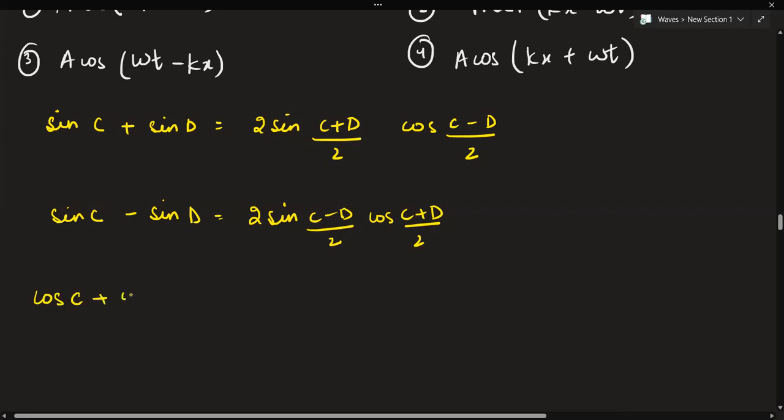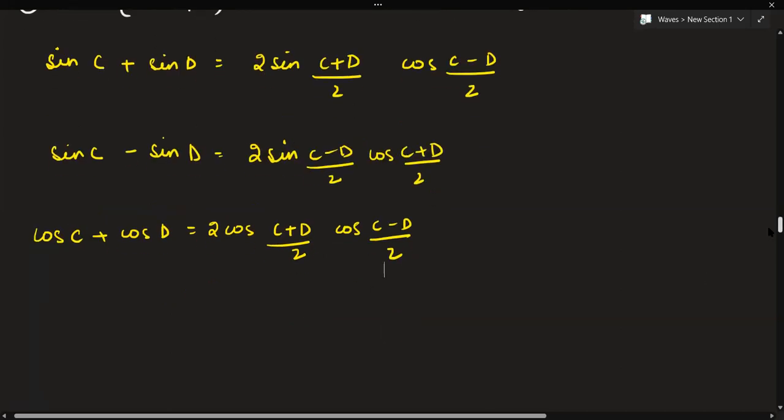Then cos C plus cos D is 2 cos (C plus D)/2 cos (C minus D)/2, and one more. If it says cos C minus cos D, this will be 2 sine (C plus D)/2 sine (C minus D)/2.